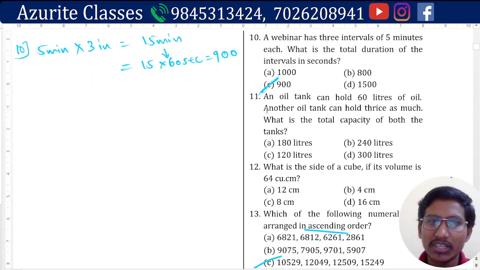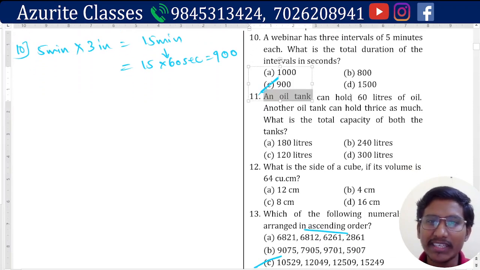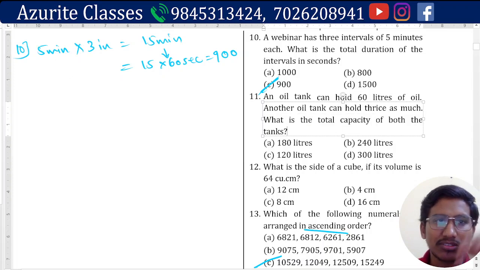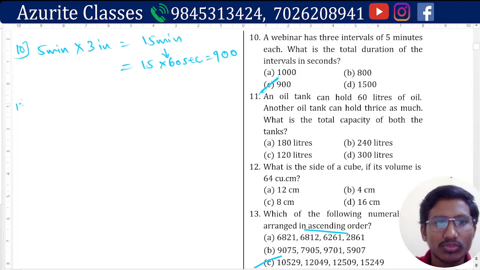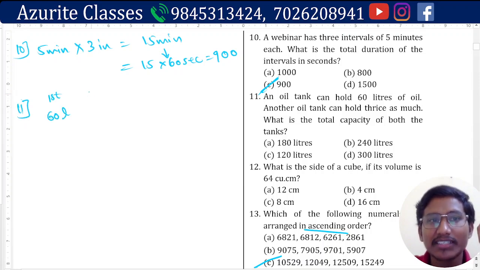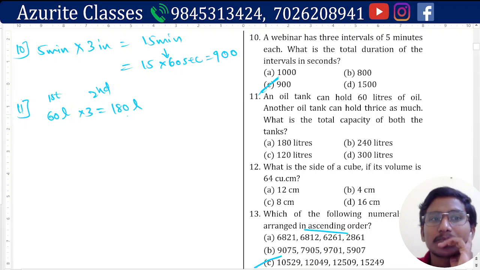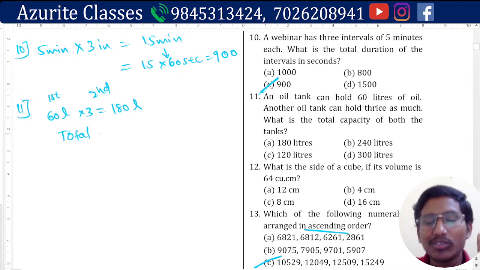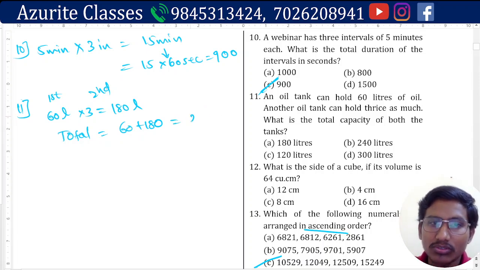Next, the 11th question. An oil tank can hold 60 liters of oil. Another tank can hold thrice as much. What is the total capacity? It is very easy. First tank 60 liters, second tank 3 times. So 60 into 3 is 180 liters. The total will be 60 plus 180, that is 240 liters. Option B is the answer.